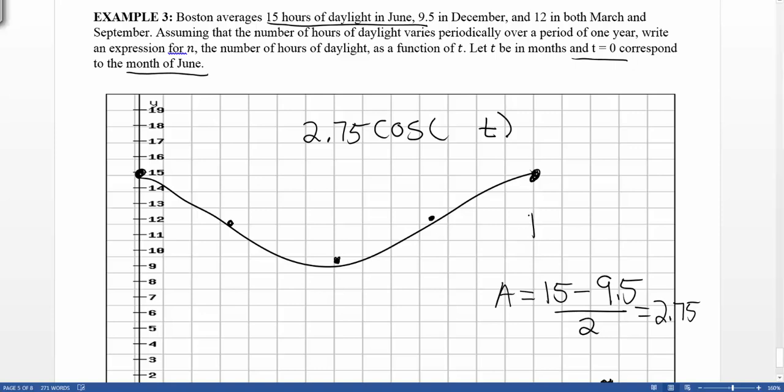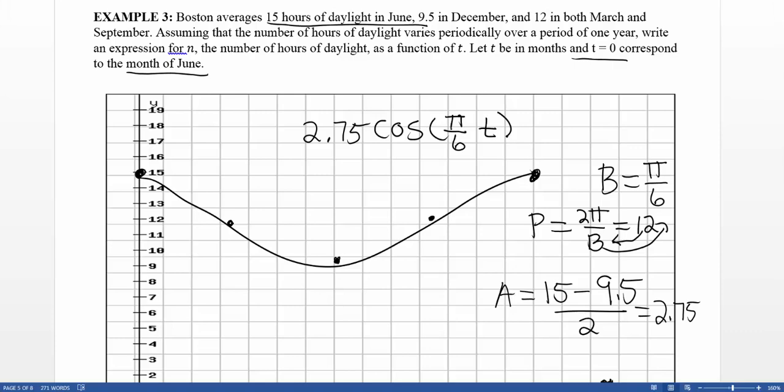Now, the period is 12 months because after 12 months, the whole cycle starts again. So that means that my 2 pi over b is going to equal 12. So again, if I want to solve for b, I'm going to multiply the b up and I'm going to divide the 12 down. So I'll get b equals 2 pi over 12, or b equals pi over 6. So that means that over here inside my function, I'm altering the period from 2 pi. And so I put in the pi over 6 to get my function to have the correct period.